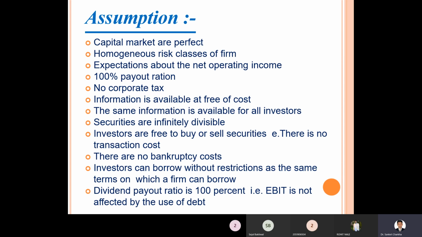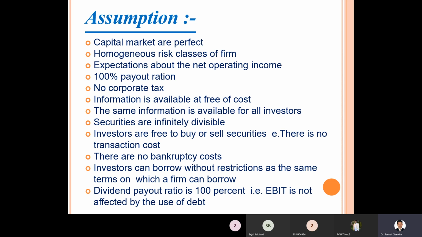Investors are free to buy or sell the security, so there is proper freedom of transaction. There is no transaction cost, and no additional cost is being charged to the investors. At the same point of time, the investors are free to buy or sell the security. So if a particular investor wants to buy a security or sell it at any point of time, the freedom or feasibility is available at every point of time.